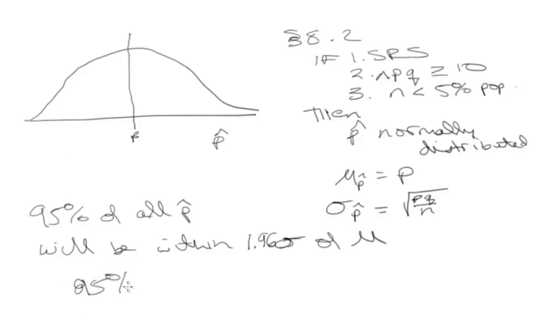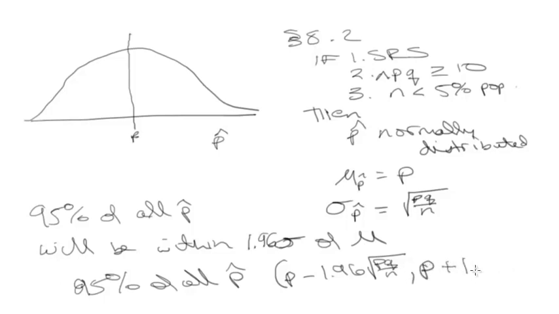95% of all p-hats are in this window. The mean, which is p, minus 1.96 of the standard deviation, which is the square root of pq over n, on up to the mean, which is p, plus 1.96 standard deviations, which is the square root of pq over n. So that's a window that contains the sample proportion, not exactly what we were looking for. Hang on, let me clear the screen.